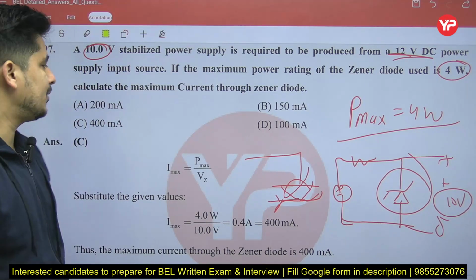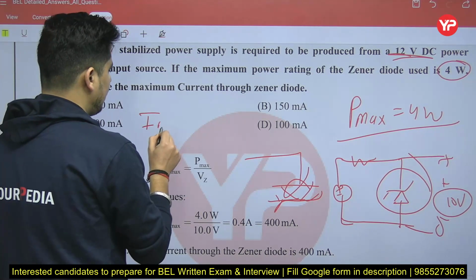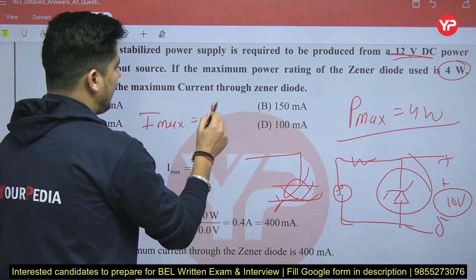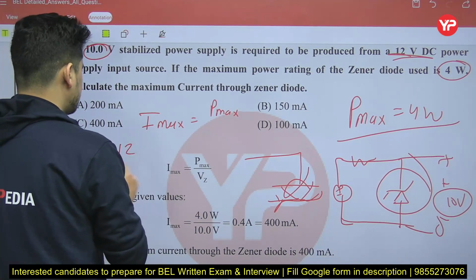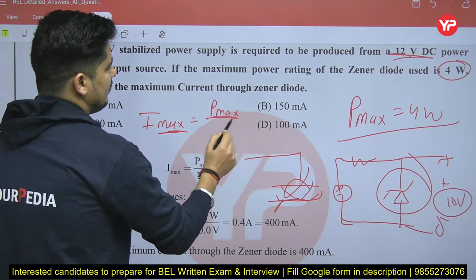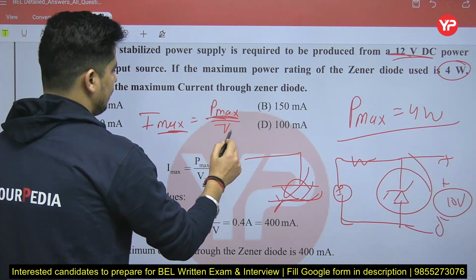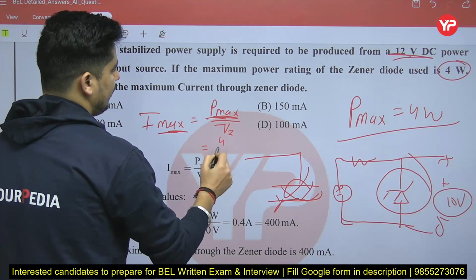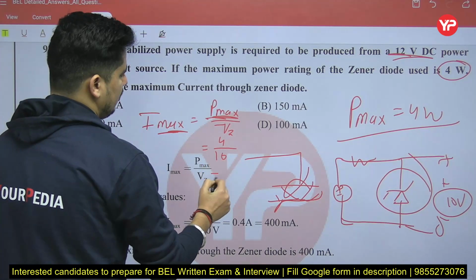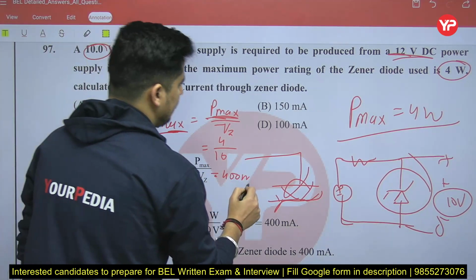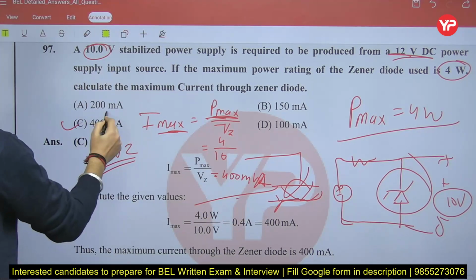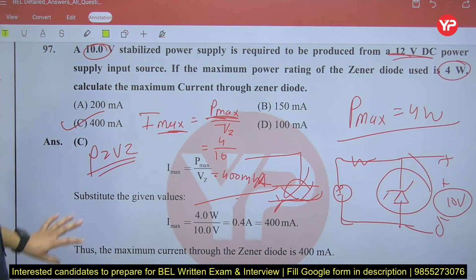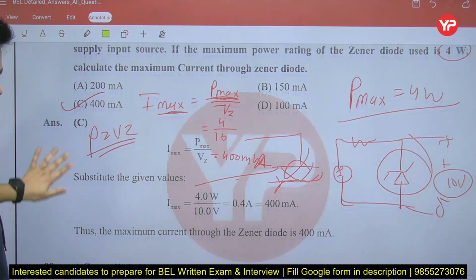So how much maximum current? Power is always equal to V into I. So maximum current is equal to maximum power divided by the voltage across the diode, that is 4 divided by 10, that will be 400 milliampere. The answer will be C. So basically you should remember, whenever you have a Zener diode circuit, you can solve it like this.